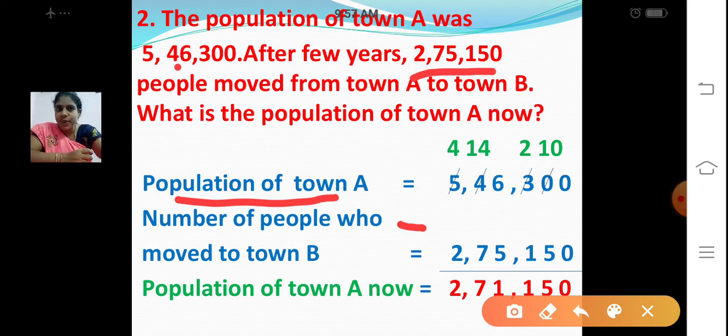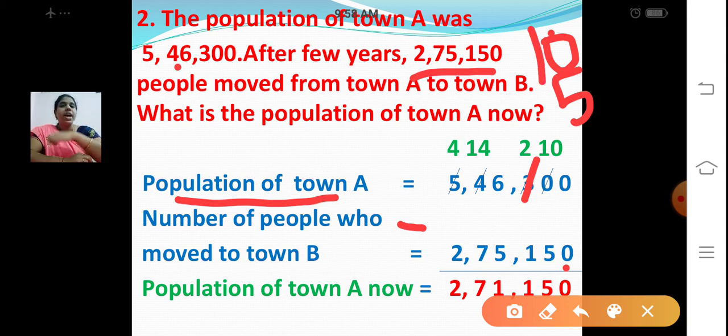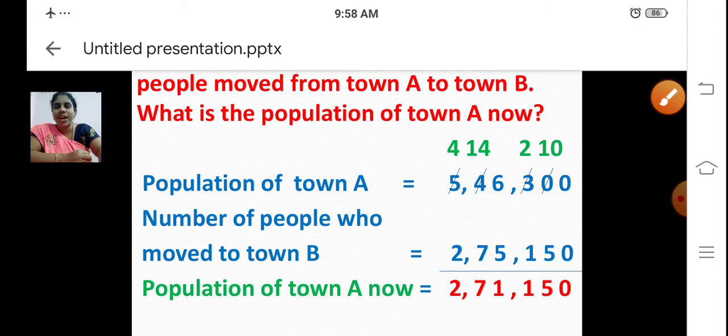First we have to subtract the ones place. 0 minus 0 is 0. Write it down 0. Now can you subtract 0 minus 5 in the tens place? 0 minus 5 is not possible. So I am going to borrow 1 from this place. So this will become 2 and this will become 10. 10 minus 5, after 5: 6, 7, 8, 9, 10. So 5. Now what number am I having in the hundreds place? 2. 2 minus 1 is 1. Write it down, 1 in the hundreds place.